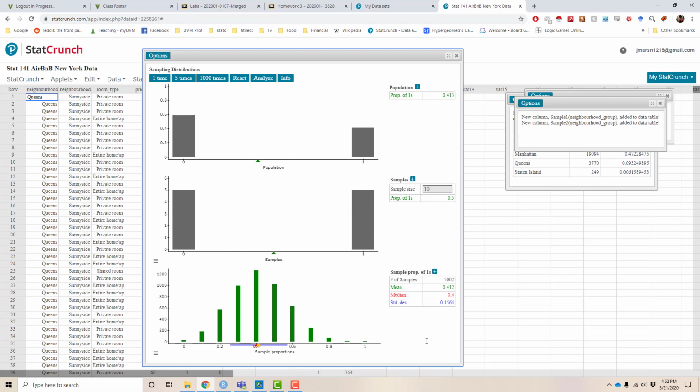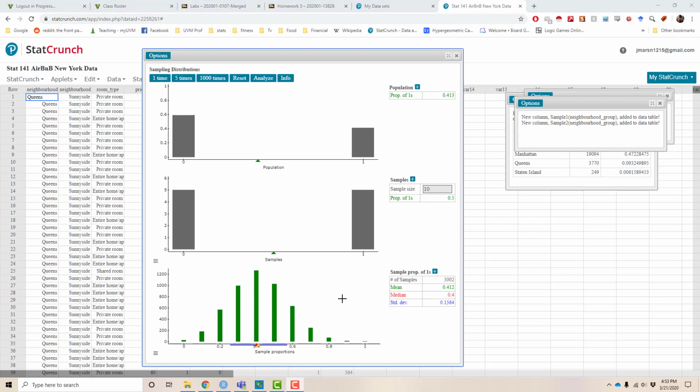So StatCrunch in an instant took 5,000 samples of size 10, and so there's going to be 5,000 different samples represented here. Not 5,000 different apartments, 5,000 total samples, and each sample has a size of 10. So essentially, this histogram down here has 5,000 different sample proportions. If you notice, it has a little bit of an upper tail, and it's centered right at the population parameter, right at our population proportion of 41.2%.